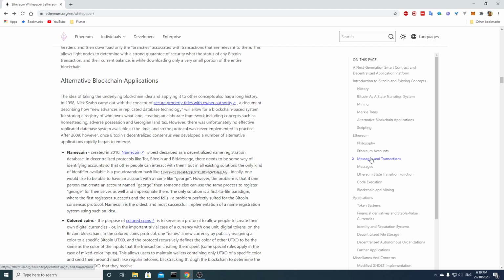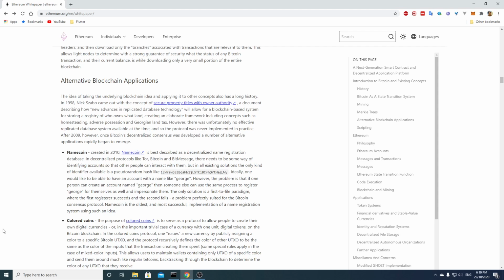for storing a registry of who owns what land, creating an elaborate framework including concepts such as homesteading, adverse possession, and Georgian land tax. However, there was unfortunately no effective replicated database system available at the time, and so the protocol was never implemented in practice. In 2009, however, once Bitcoin decentralized consensus was developed, a number of alternative applications rapidly began to emerge.